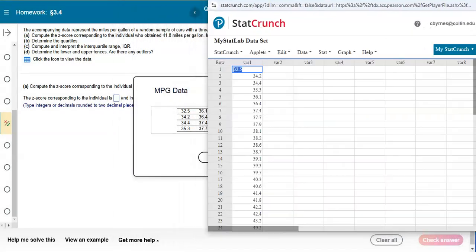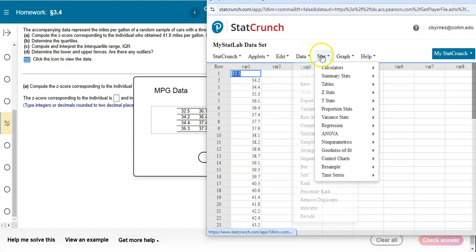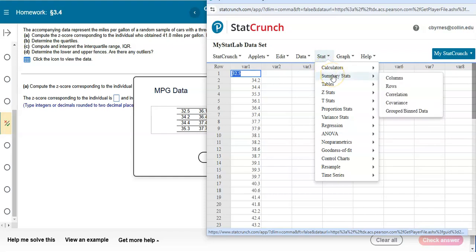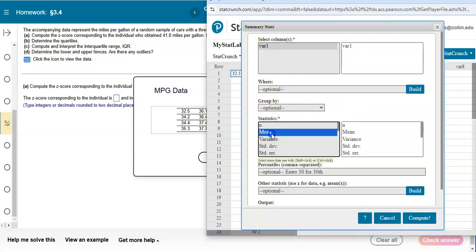First thing that we're trying to do is find a z-score for the individual who got 41.8 miles per gallon. To find a z-score, first we need the mean and also the standard deviation. If we wanted to get those separately, I can go Stats, Summary Stats, on the columns. All of our data is in var1, so I'm going to pick that one. We need the mean and we need the standard deviation.